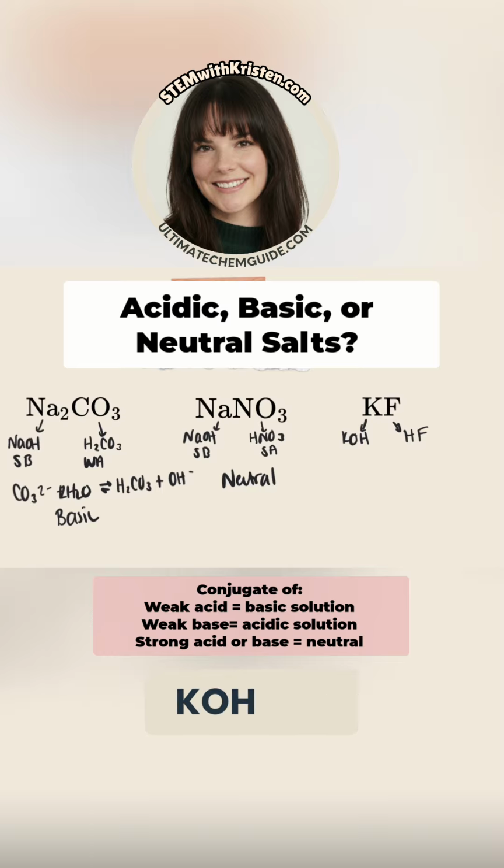Looking at KF, KOH is a strong base, so that one is neutral. HF is a weak acid, which is honestly very often mistaken for a strong acid, but HF is a weak acid due to how small the fluorine atom is. So this one would be a basic solution, and we can see that by F minus from the KF reacting with water, creating that HF. It would pull the hydrogen off, and you'd be left with OH minus, so that one would be basic.